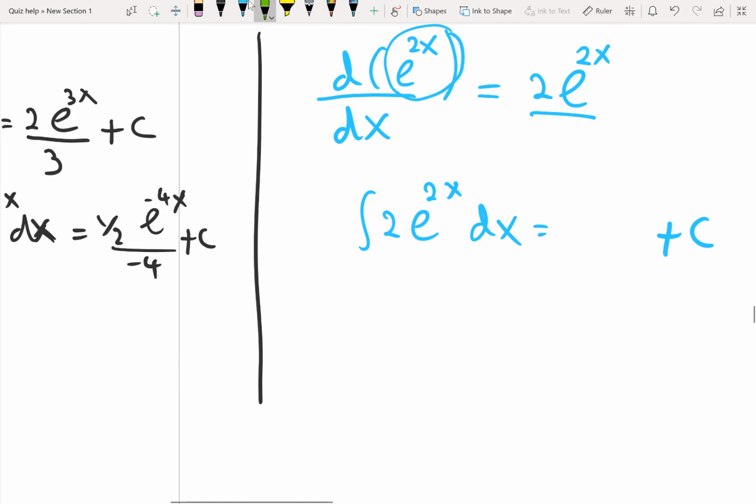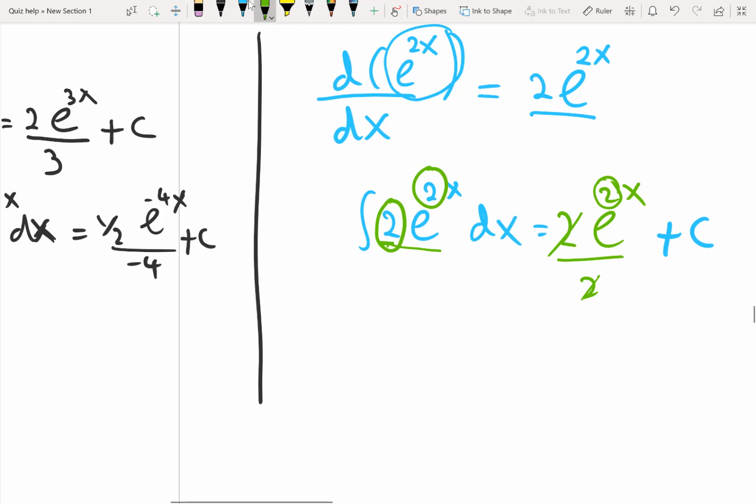If you integrate this without thinking about this 2 here, we know that because of this 2, it will come here, e to the 2x. So now we get 2e to the 2x. So now we have to divide by 2, right? If we take this 2 into consideration, they cancel out, and you get e to the 2x.